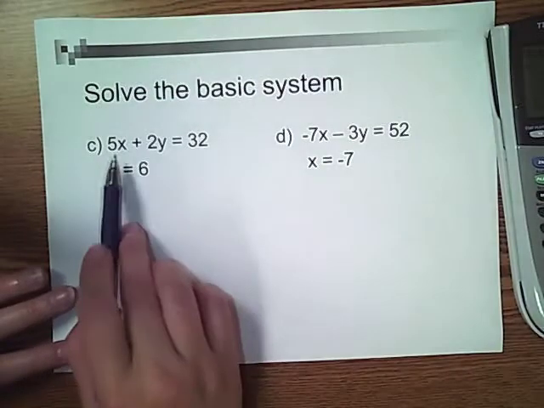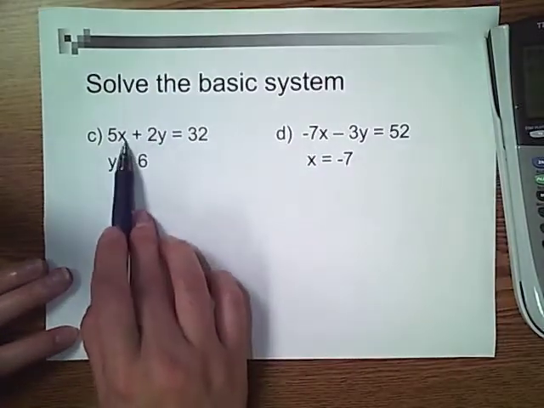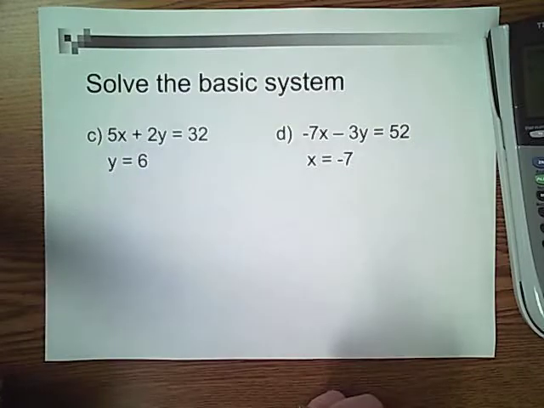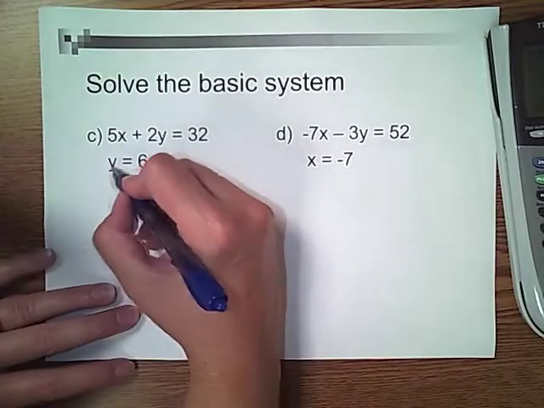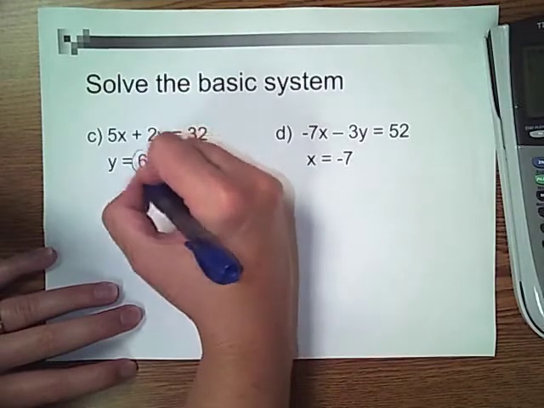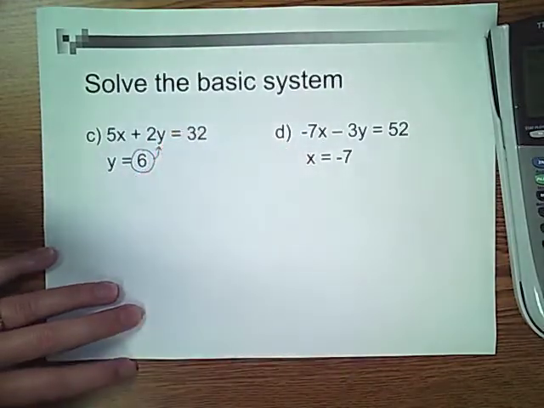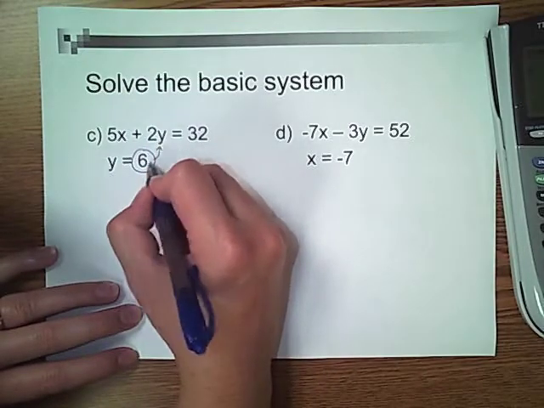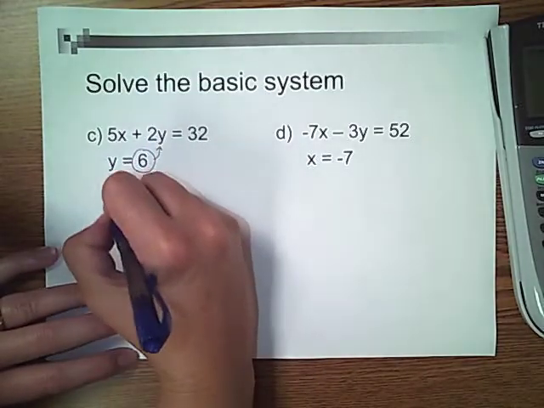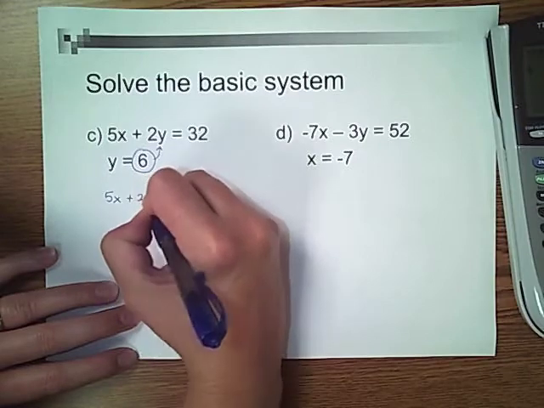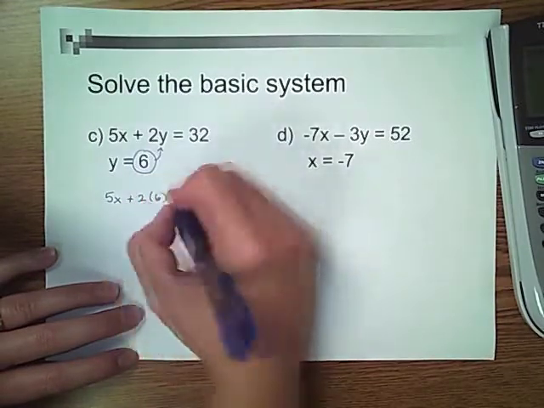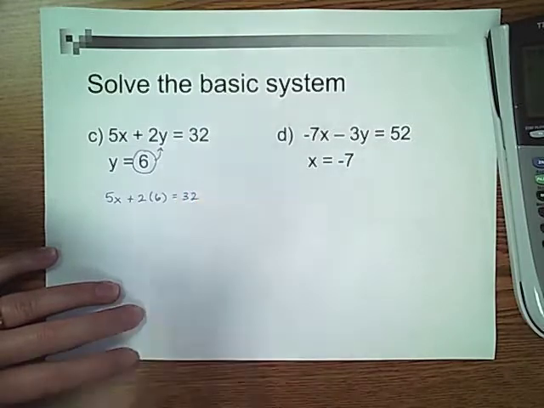All right, these problems are a little trickier. The equations that you have here are just set up a little bit differently, where the x and y are together on the same side. So they're a little trickier, but they're really not too bad. All right, we're still given what y equals, so we're going to take that value and plug it in place of y right here. So we're going to rewrite this equation, but instead of y, we're going to plug in 6. So 5x plus 2 times 6 equals 32.